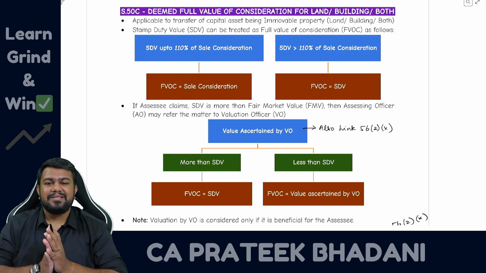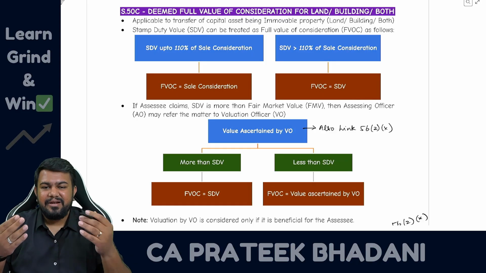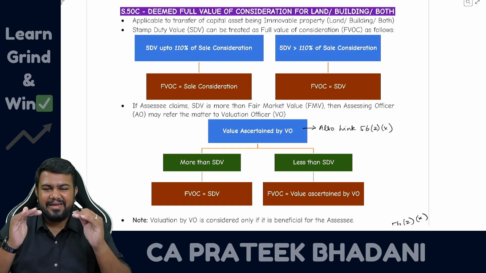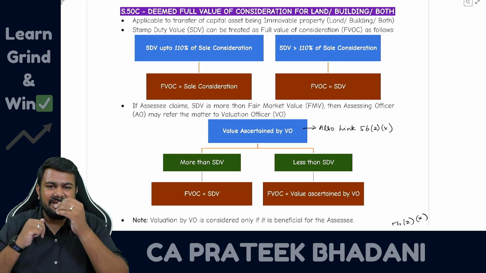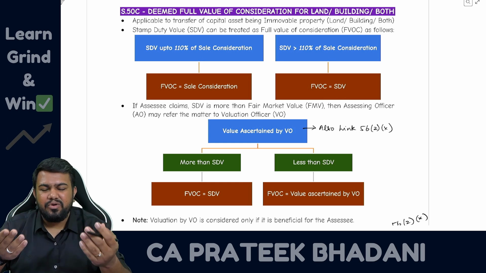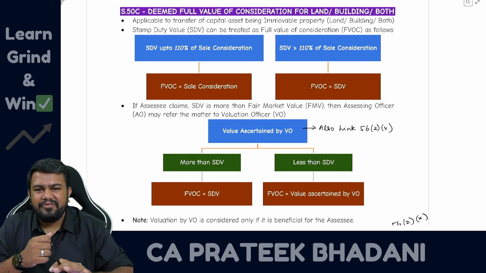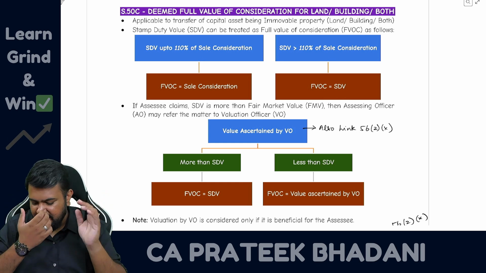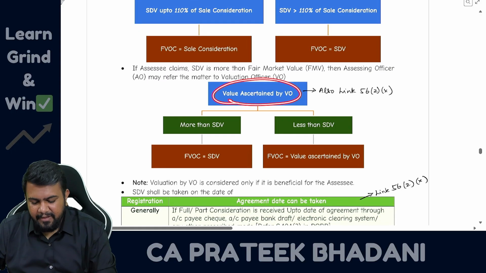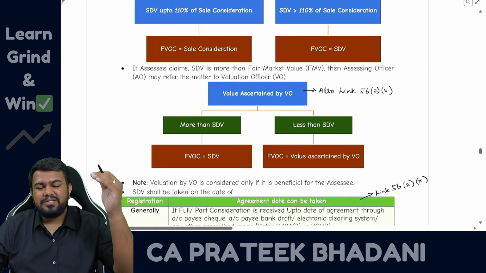However, sometimes the assessee might be angry. The assessee will feel that market rate is very, very less. Stamp duty value is unnecessarily high. That is why the assessee will go to the assessing officer. Assessing officer will refer the case to valuation officer. Now valuation officer will decide whether the stamp duty value should be increased or decreased.